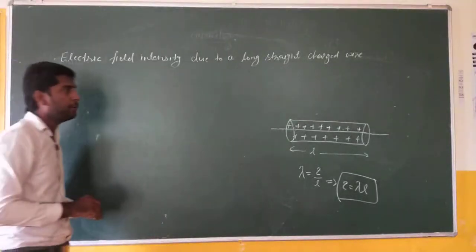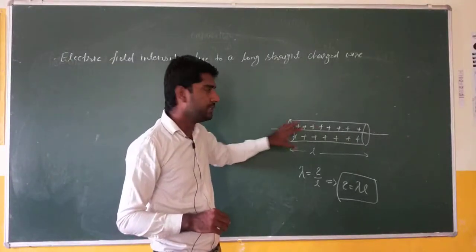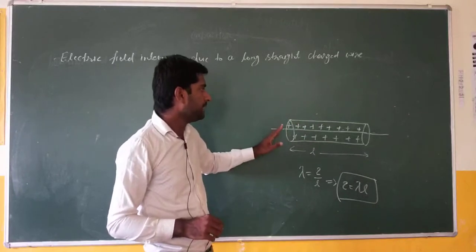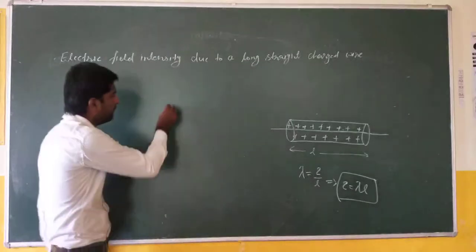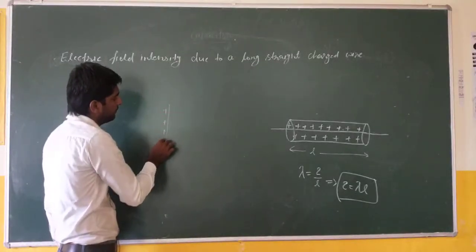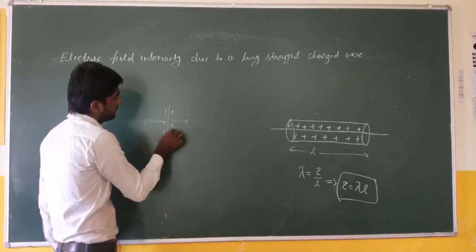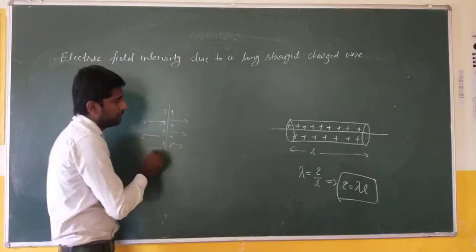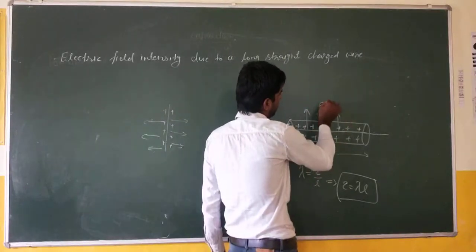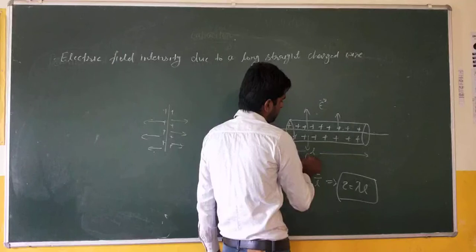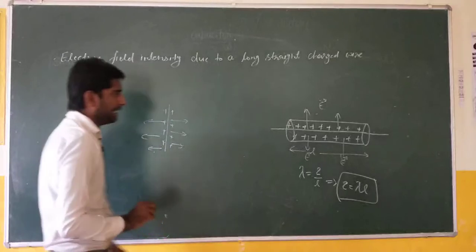Now we have to calculate the electric field intensity due to this wire, so for that I considered a Gaussian surface. We know that there are three parts of the Gaussian surface. First we mark the direction of the electric field. When we consider a charged body like this, the direction of the electric field is in this direction. This is the charge wire, and this is the direction of electric field E.